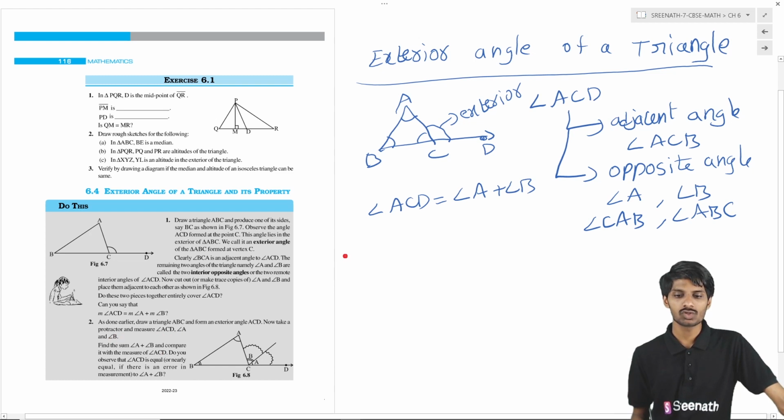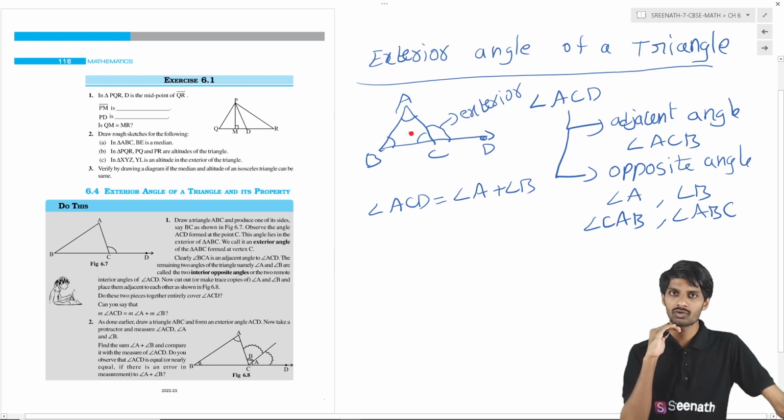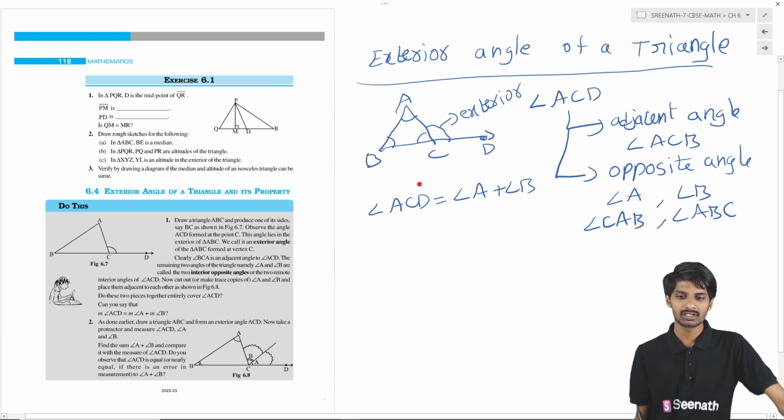Now what you can do is, if you are not clear or if you do not have that much belief in what I am telling, take a protractor and measure the angle ACD.